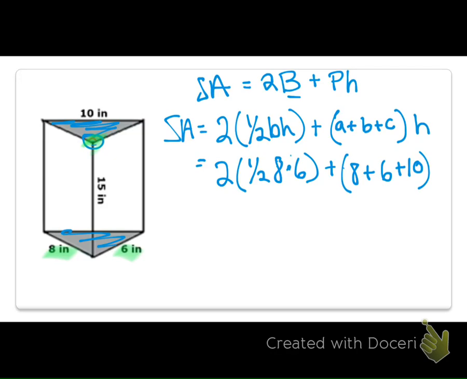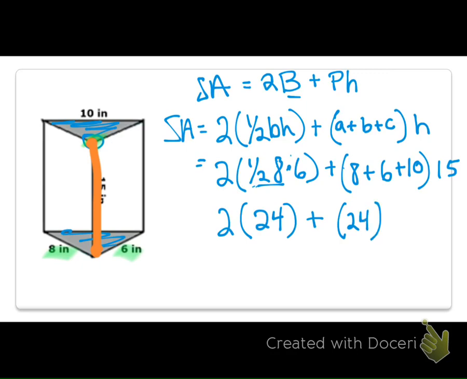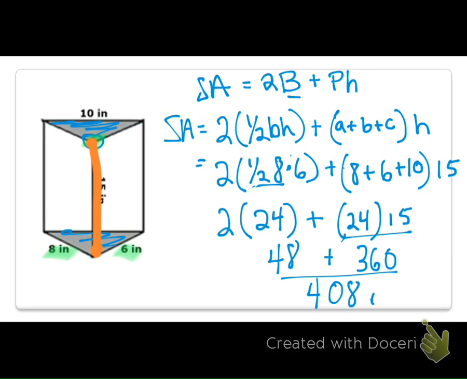And remember the height, if we're looking back from our volume, the height is the distance that connects my two bases together. So I'm going to be multiplying that times 15. So now, 1/2 of 8 is 4, and 4 times 6 is 24, plus 8 plus 6 plus 10 is going to give me a total of 24 times 15. So now I just have a couple more simple steps to finish off. 24 times 15 gives me 360, and I need 2 times 24, which is going to give me 48. So when I add these together, I have a total surface area of 408 inches squared.